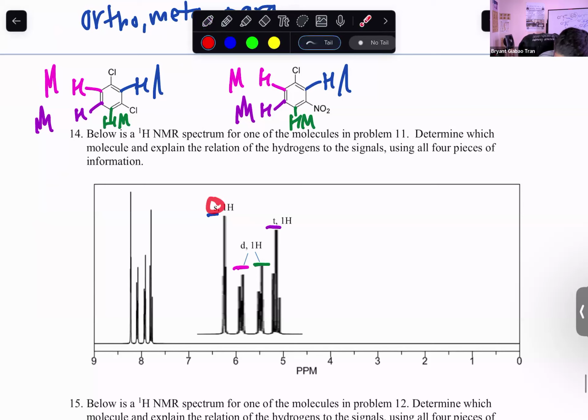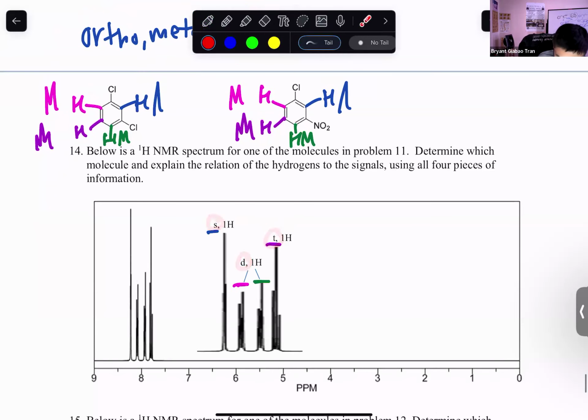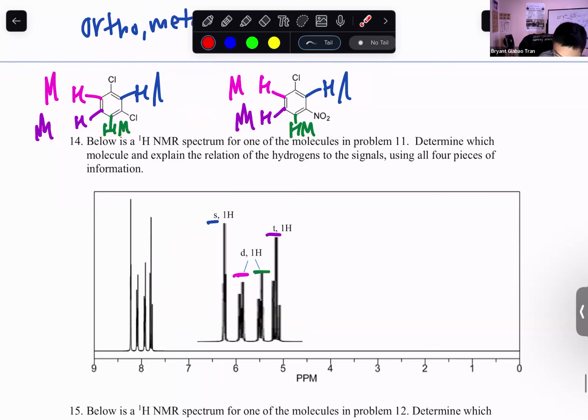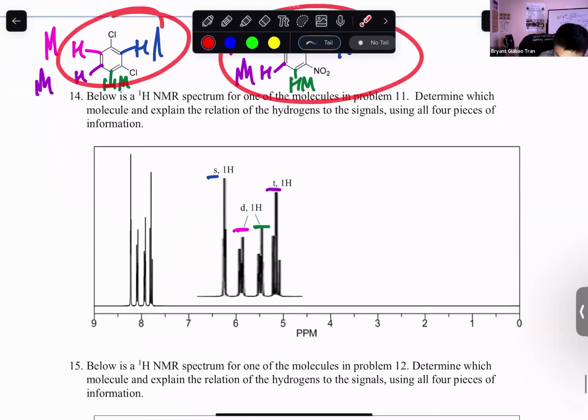S stands for singlet, D stands for doublet, and T stands for triplet, right? And these are the integrations right here. There's 1 H for each peak, and there's 4 peaks here, because we have 4 different unique hydrogens on the benzene. That's what the integration is, 1H, 1H, 1H, 1H, like that. So the multiplicity here did not help us differentiate between this molecule and this molecule. What will help differentiate between this molecule and this molecule is how de-shielded the peaks are.